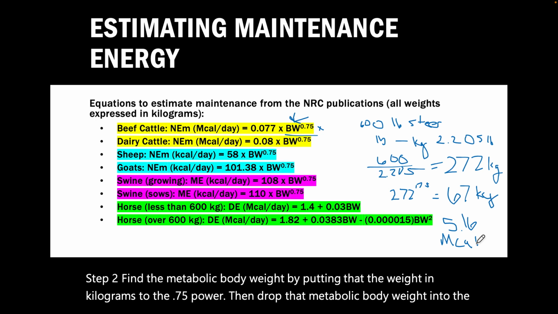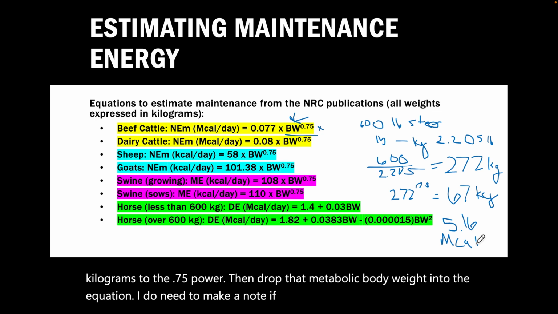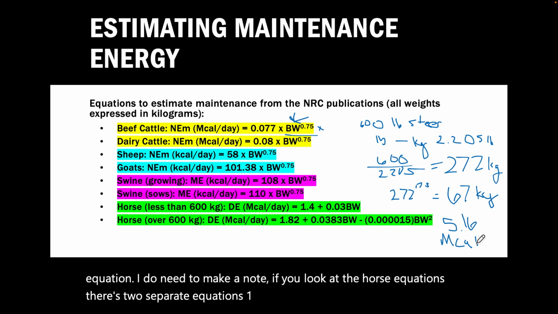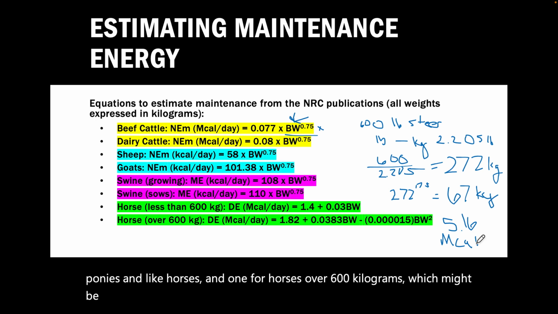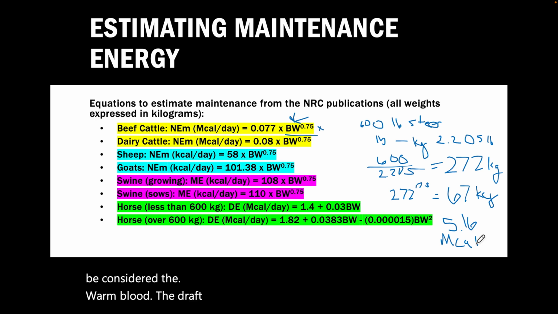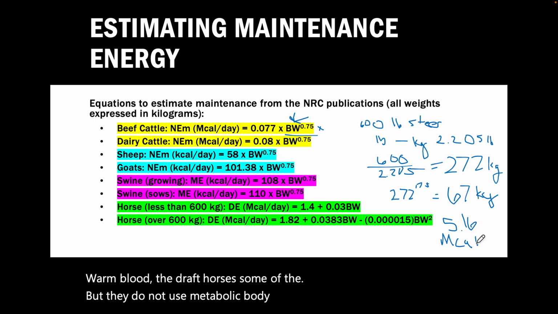I do need to make a note. If you look at the horse equations, there's 2 separate equations, one for horses under 600 kilograms, like ponies and light horses, and one for horses over 600 kilograms, which might be considered the warm bloods, the draft horses, some of those. But they do not use metabolic body weight. The equine nutrition field uses body weight in kilograms, not metabolic body weight. It's about the only one that I know of that does not use metabolic body weight.